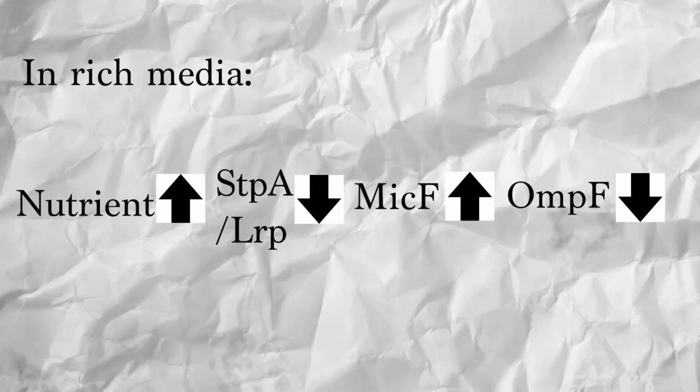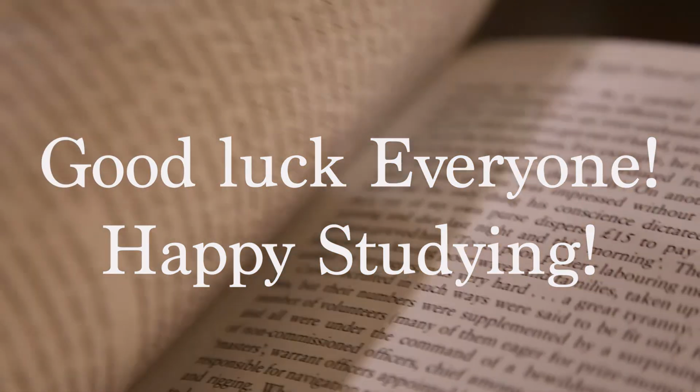Overall, when the cell is in rich media, meaning the nutrients are high, StpA levels are low, therefore, low levels of the repressor of micF result in increasing numbers of micF repressing OmpF, causing the cell to express OmpC instead. This also occurs vice versa, and that's where the video ends.